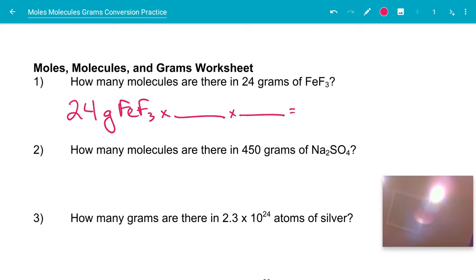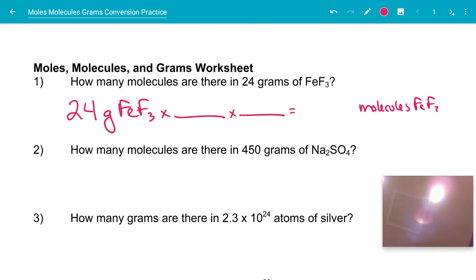And then what I always try to do is write out the unit that I'm looking for. So I'm looking for molecules of FeF3. So now I need to do two conversions. If I was using the mole roadmap, you can look at that. You're going to go from grams to moles, and then you're going to go from moles to particles or molecules.